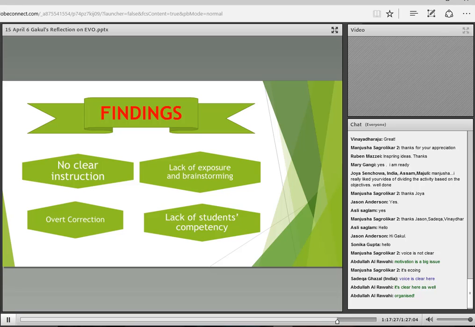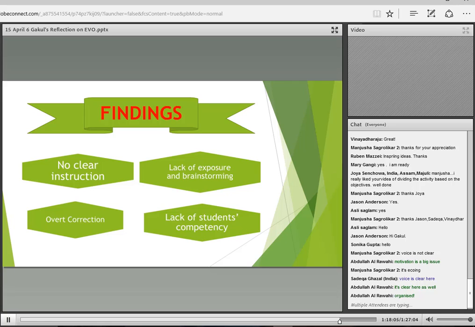So the next one was lack of exposure. For example, we assign tasks to the students, but we don't let them read plenty of books or plenty of text on the given topic. So we didn't give chance for them for the group discussion, or maybe consulting the internet or the teachers or friends. So there was a lack of exposure and brainstorming, and that's what I got from the data collection and analyzing the data. I came up with this finding.